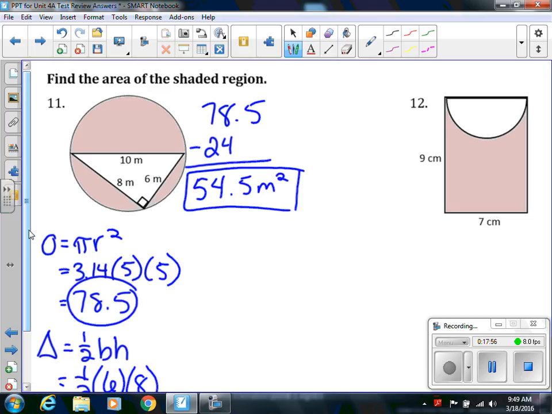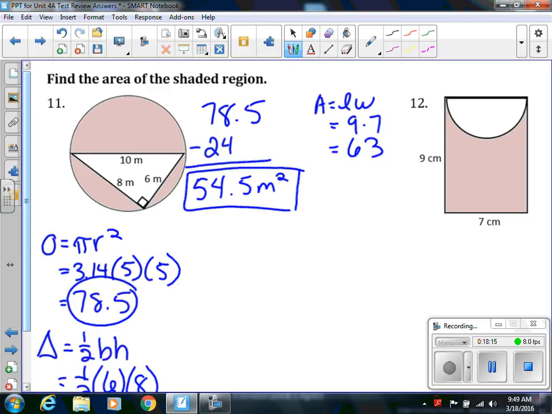Okay, then we also have this one here. This one we're going to start with a rectangle. We're going to subtract the semicircle from this. But we have the area is equal to length times width. That means 9 times 7. And 9 times 7 is 63.